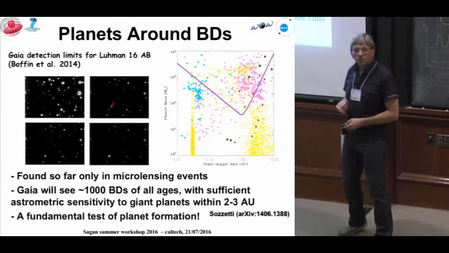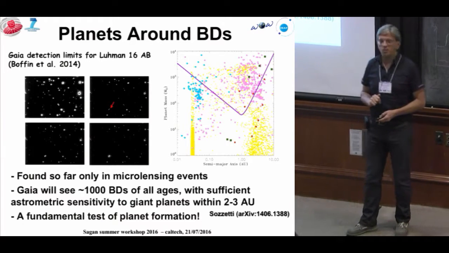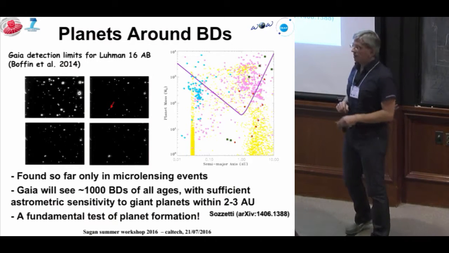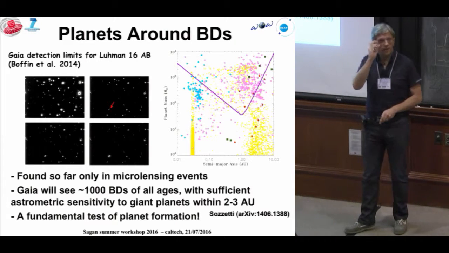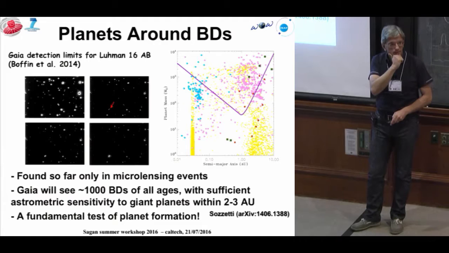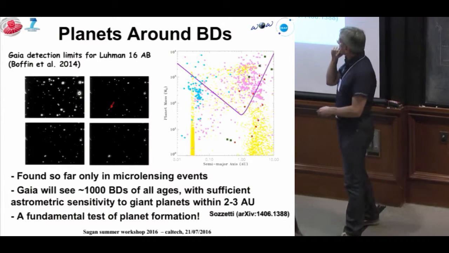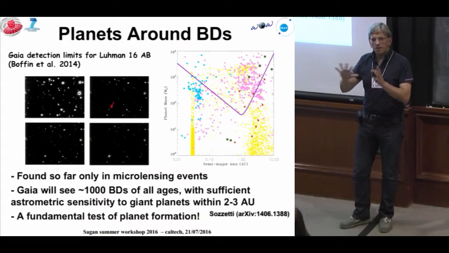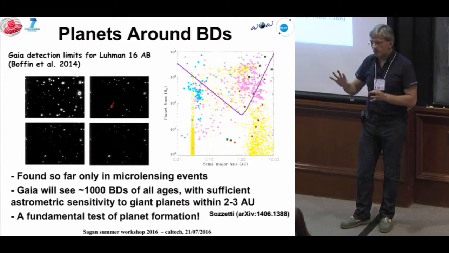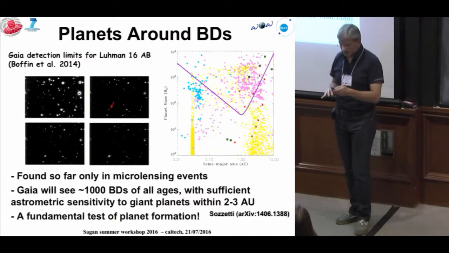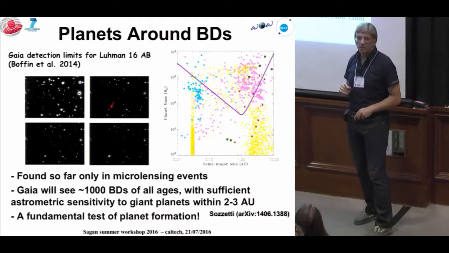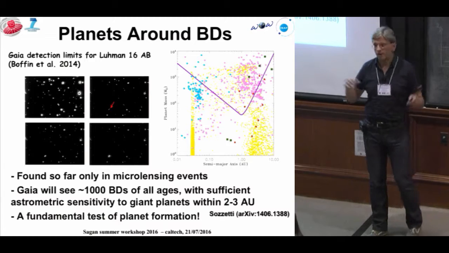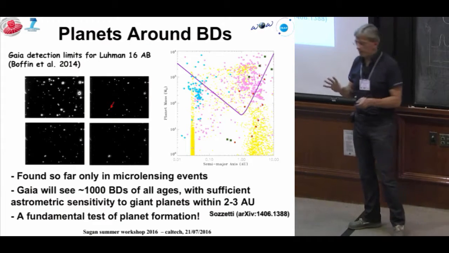Or we may even find massive objects around brown dwarfs. As of today, there is only, that I know of, tentative detection of planetary companions by microlensing events around brown dwarfs. The late M to L transition region for a primary will be accessible by Gaia, maybe on the order of 1,000 objects, with sufficient sensitivity to massive planets. If they're there, Gaia may pick them up.